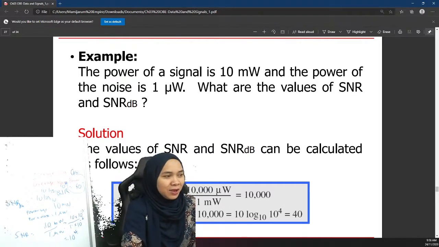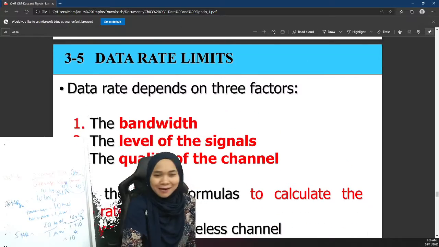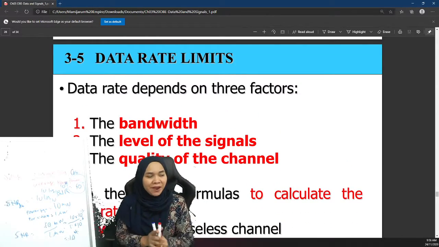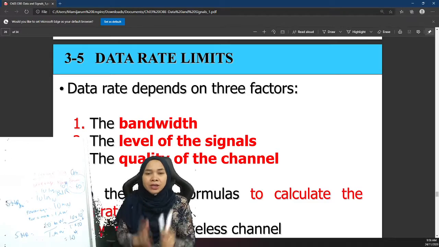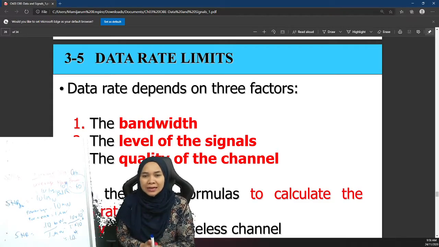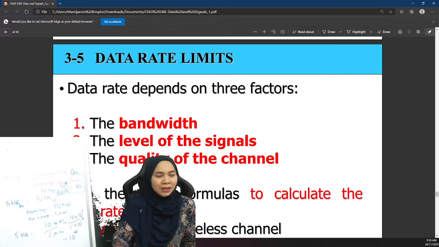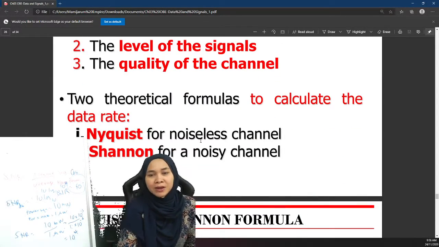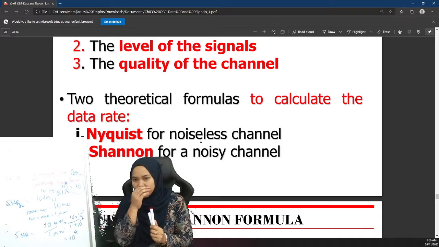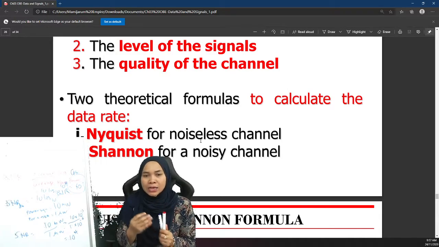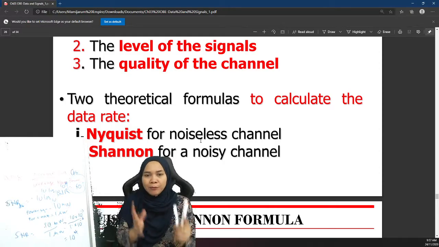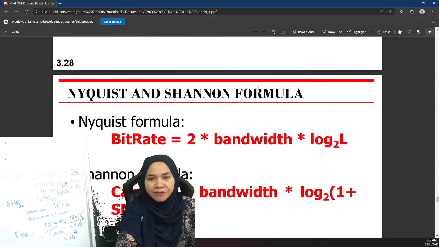So now kita tengok seterusnya, data rate limits. Apa itu data rate limit? The data rate depends on 3 factors. Pertama ialah bandwidth, kedua ialah level of the signal, ketiga ialah quality of the channel. This one formula adalah untuk mengira Nyquist dan juga Shannon. Nyquist adalah formula untuk mengira noiseless channel, is considered channel tidak mempunyai noise. Shannon adalah formula untuk mengira yang noisy channel. This one adalah formula dia.